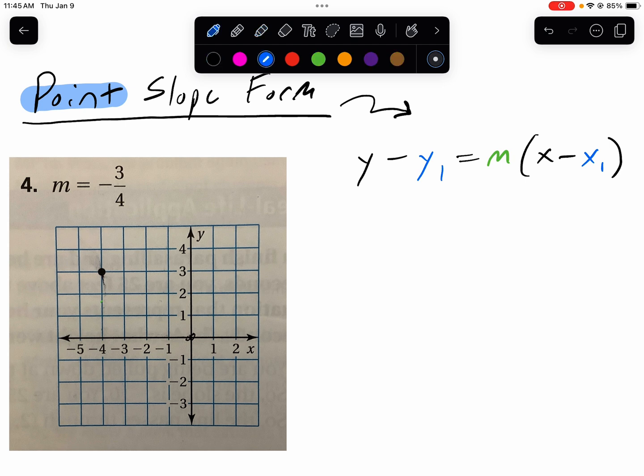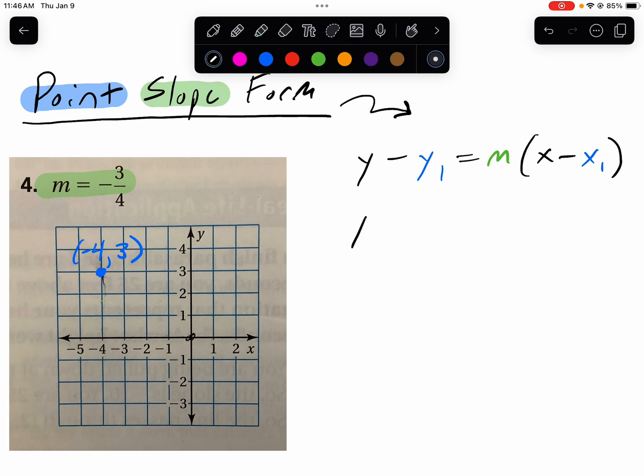Well, we're given on this graph a point right there, which is at -4, +3. And we need the slope. And notice I did say a point and the slope, because you can use any point on the line, but the slope is constant, so the slope will always be the same. So we need a point and we need the slope, and we are given the slope right there. So we're already given everything we need to go right into this point slope form.